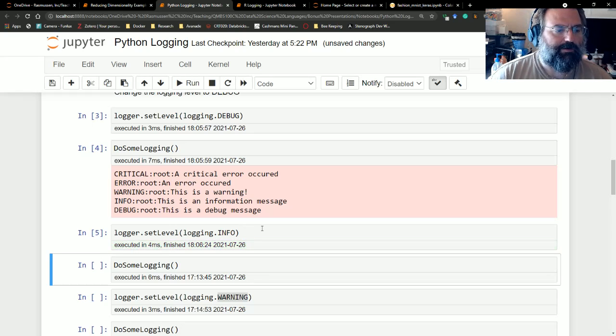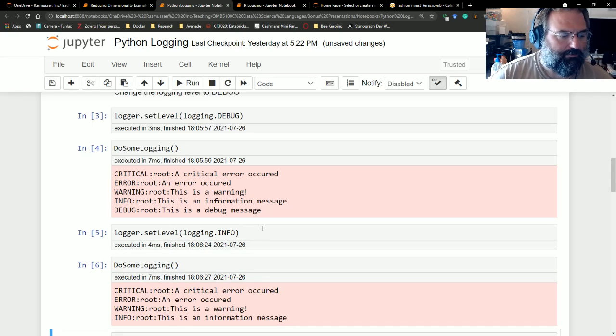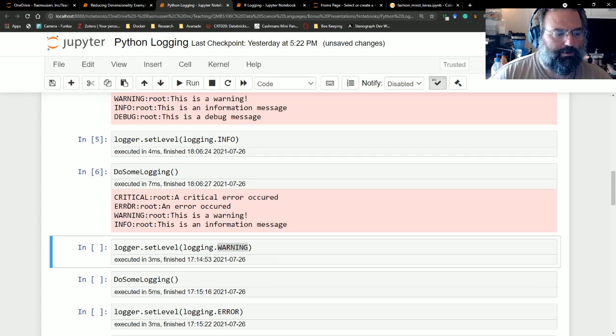Now we'll go up to info, and you guessed it, debug drops off, right? Because we're only seeing info, warning, error, and critical. And it's not a bitmask sort of thing. It is literally one at a time, turning the knob up or down.